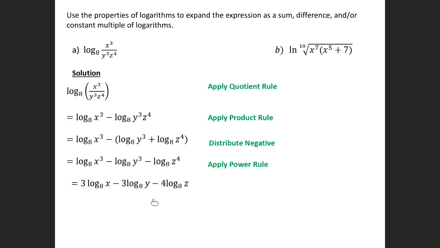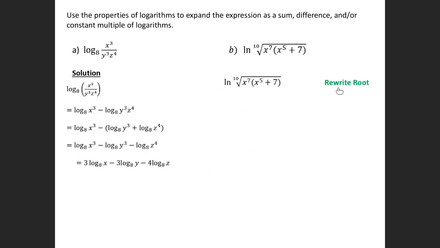Okay. All right, so let's try this one here. So what would you want to do first here? All of this is being trapped by what? That root, right? So we're going to rewrite the root. Instead of the square root of 10, we're going to change it to an exponent. And so we end up with natural log of everything that was inside raised to the power of 1 over 10.